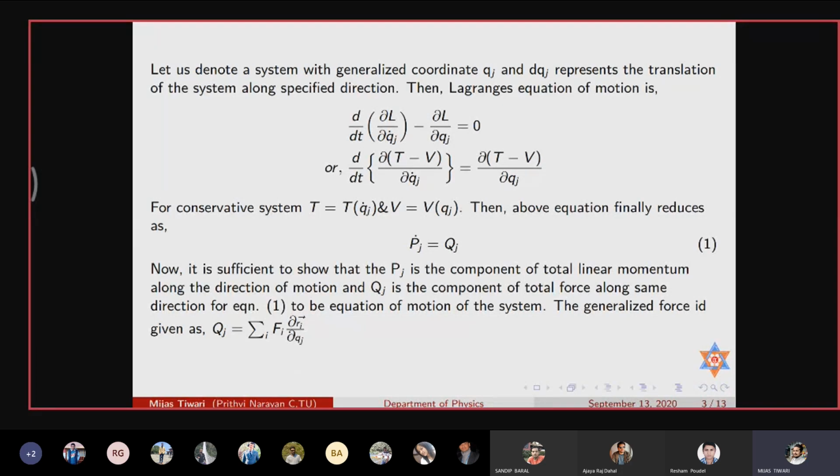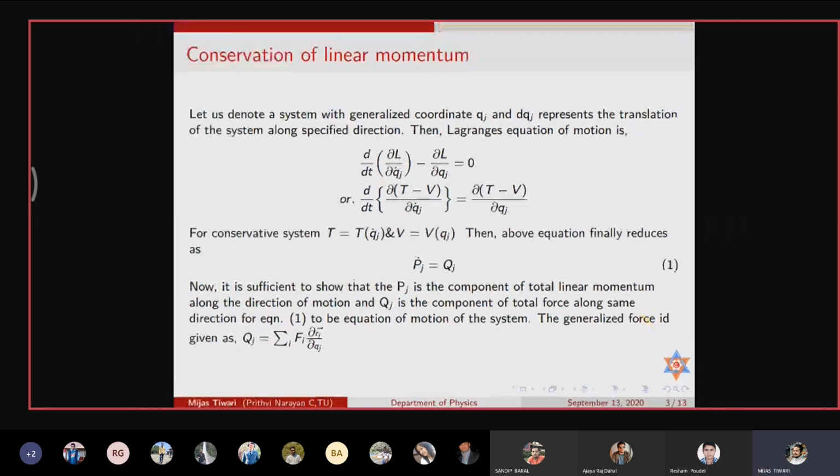For a conservative system, here we have limited our assumptions and constrained ourselves to conservative systems, where the kinetic energy is simply a function of velocity, and potential energy is simply a function of position. Then finally the above equation reduces to the first derivative of momentum equal to the generalized force.